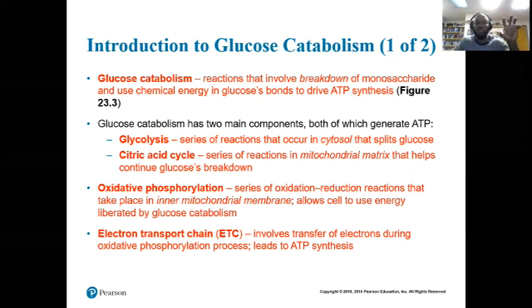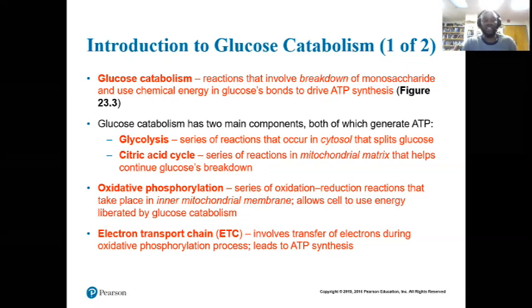So breaking down glucose: we break it apart, catabolism, release the energy, use that exergonic reaction to power an endergonic reaction that absorbs energy and create ATP. That's the general idea. So glycolysis happens in the cytosol, splits glucose, and then we have the citric acid cycle, a series of reactions in the mitochondria that continues the process.